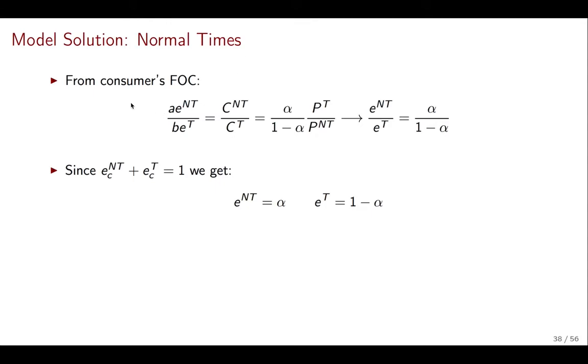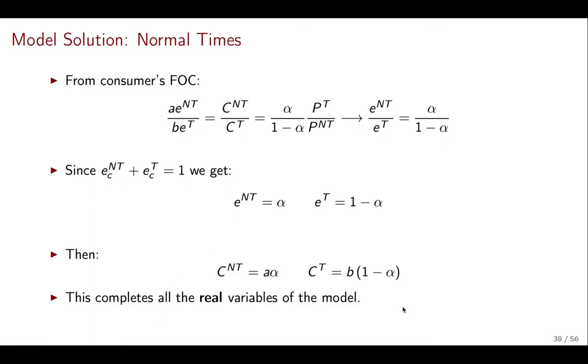Because we know that the labor market has to clear as well. So ENT plus ET has to be equal to 1. Now, if you replace this relationship in this equation, you can solve directly for ENT being equal to alpha and ET being equal to 1 minus alpha, which in turn is going to give you the level of CNT and CT, because CNT is going to be A alpha and CT is going to be B times 1 minus alpha. And that's exactly what we're doing here. And with that, we have all the real variables of the model. So we have the exact value of employment and the exact value of consumption.